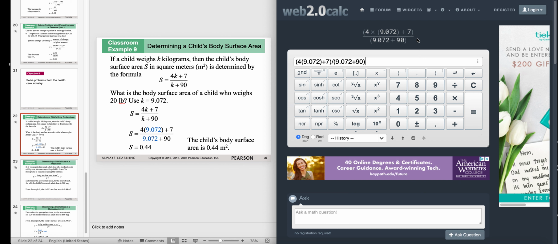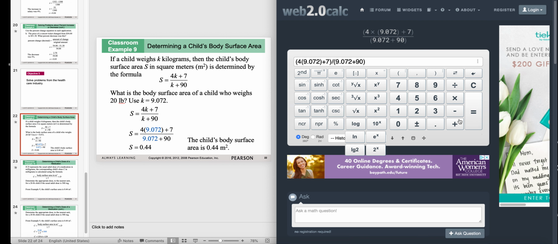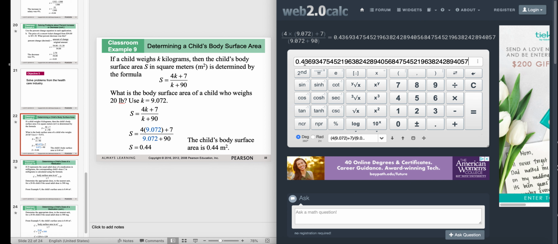I recommend this because look at the top right here. I can verify that in the top, this looks exactly like what my slide looks like. So then I know I can press enter and I get the 0.436, which rounds to 0.44.